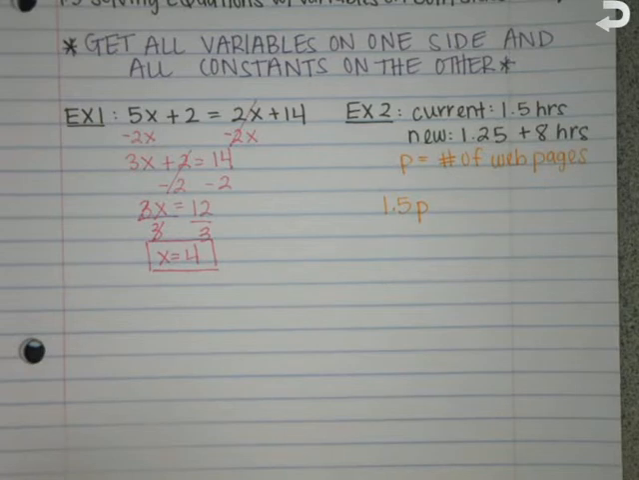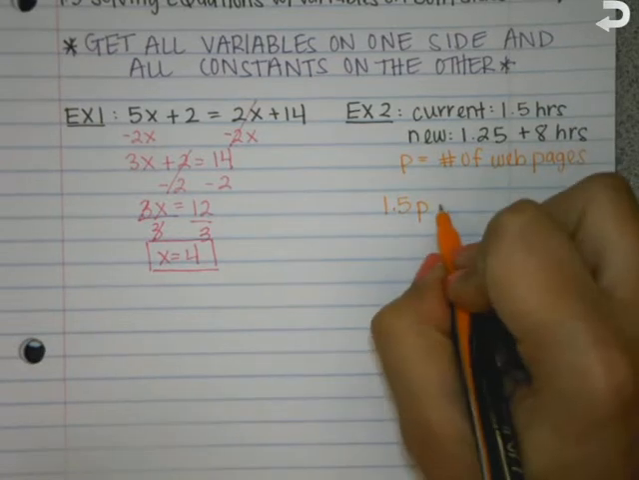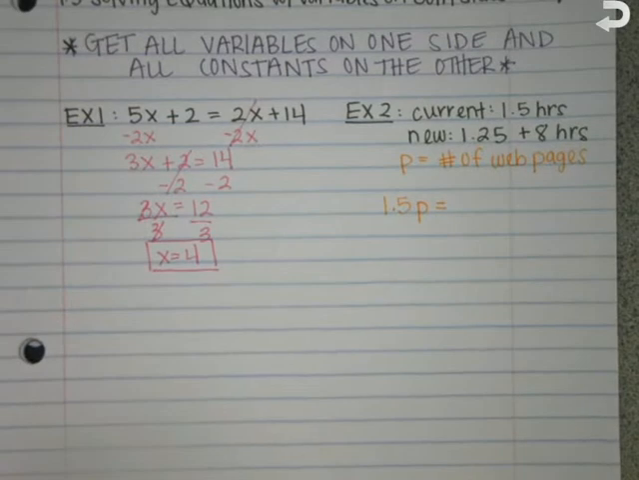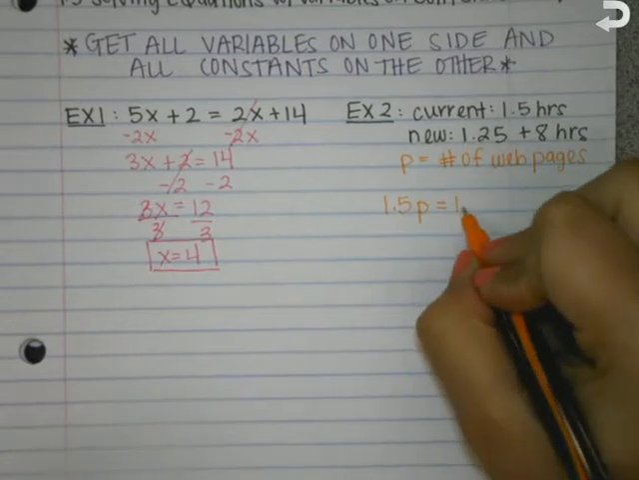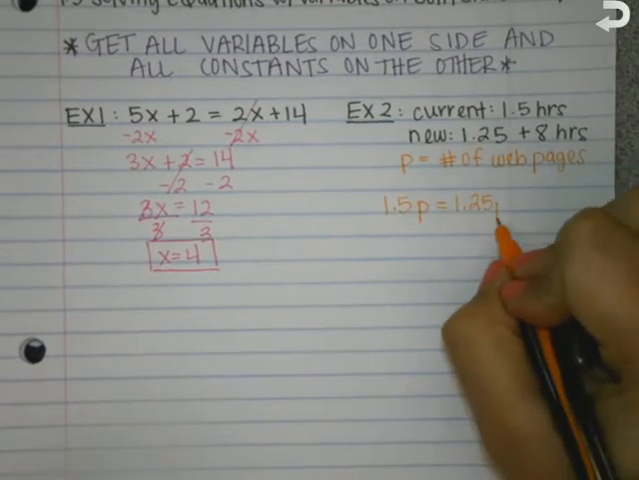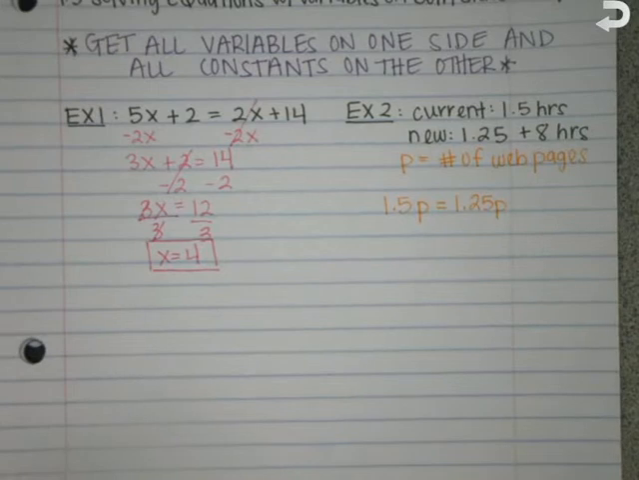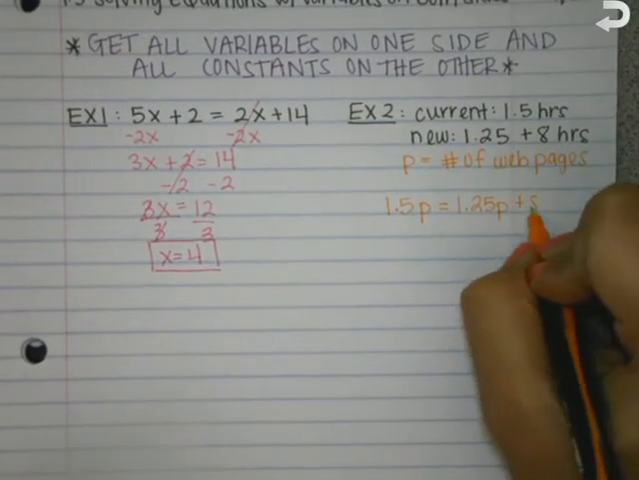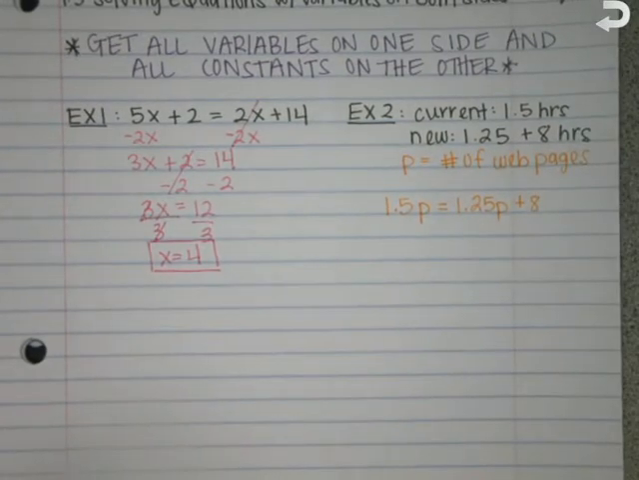We want to find out when that will be equal to his new software. So when are they equal? What would we do for the new software? 1.25P plus 8, right? Because the 8 is just 8 up front, so it doesn't have anything to do with how many pages.